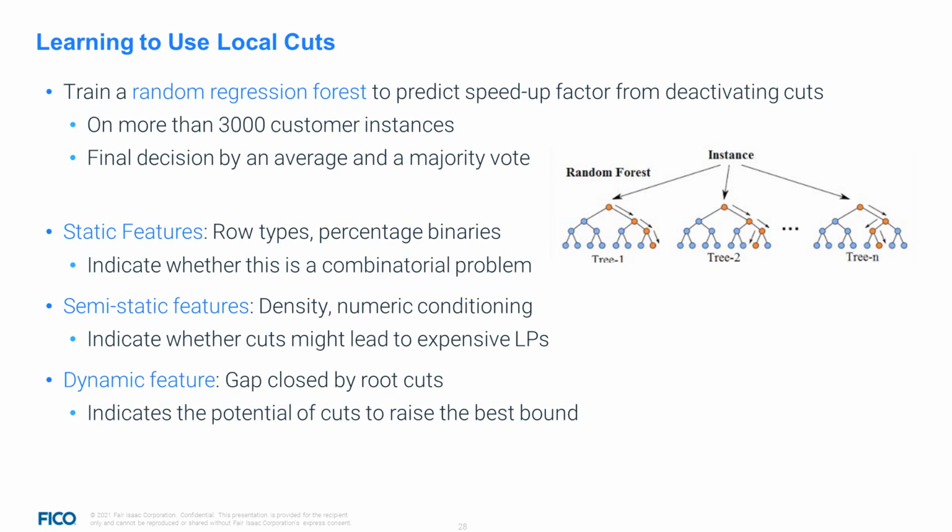A random forest is a machine learning model which consists of multiple decision trees, whose individual decisions are averaged to give rise to a single final decision. We used over 3,000 customer instances for this training and made the final decision by not only looking at the random forest average prediction, but also having a majority vote from the individual trees. And as features, we use static features of the model instance, semi-static features like the density and the conditioning, which already depend on other solver choices, and there's an important dynamic feature, the performance of initial cutting done on the whole problem.